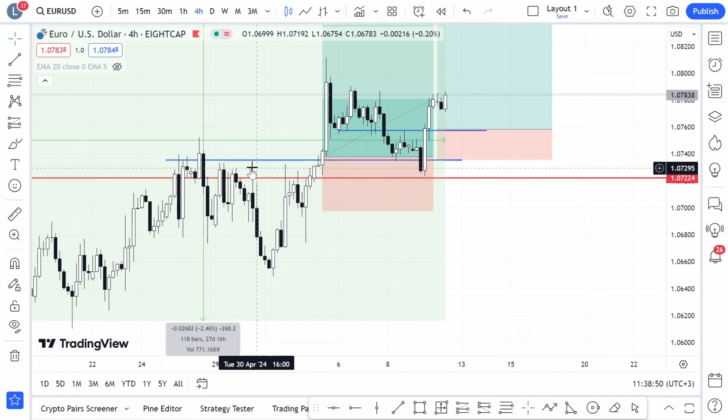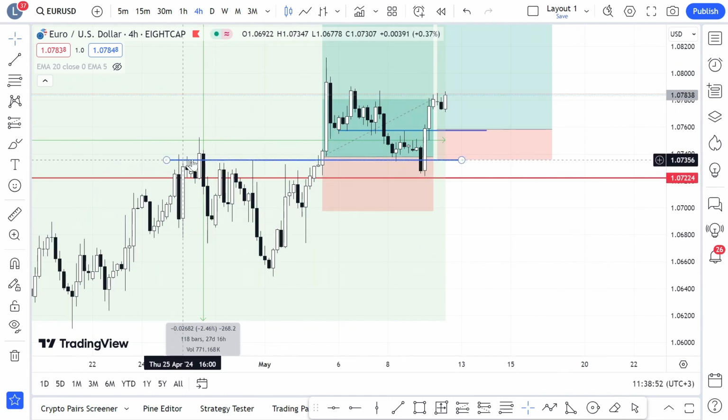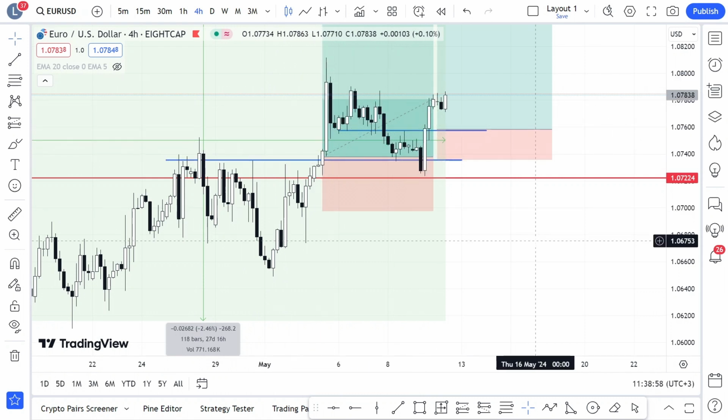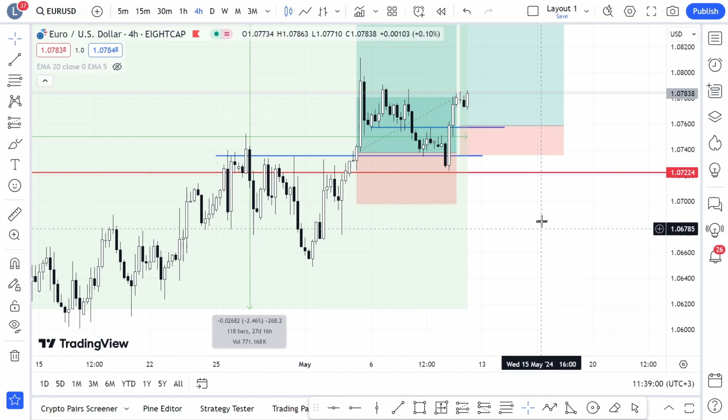On the H4, zooming in into that level, as you can see, it was a series of wicks and bodies around there. So I expected price to at least retrace to that level and react, and that's exactly what we are seeing. In my risk management, I risked 2%. And in this 2%, I usually take 2 trades.